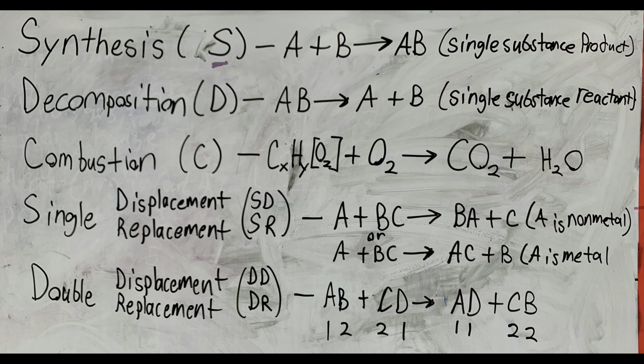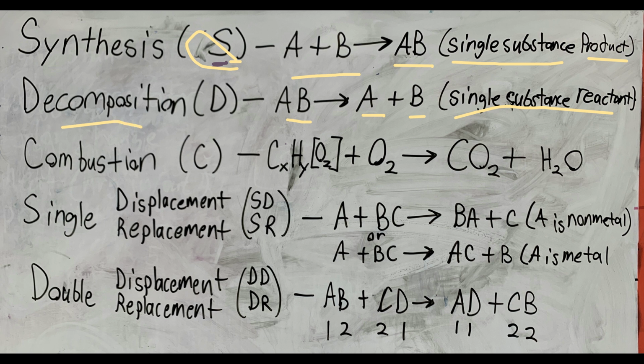Let me change that color. It's not very clear. I give you a shorthand abbreviation for synthesis, and also the skeleton generalized format, A plus B yields AB, which is the key giveaway that it always produces a single substance product. And that's counter to decomposition, which always has a single substance reactant, the AB reactant, that then divides into A and B.